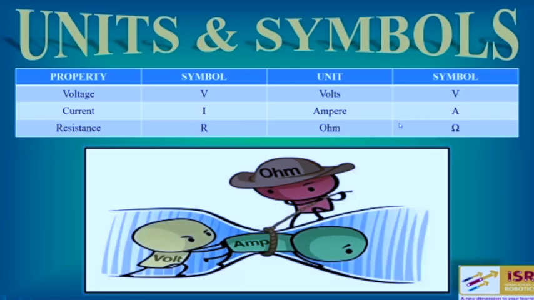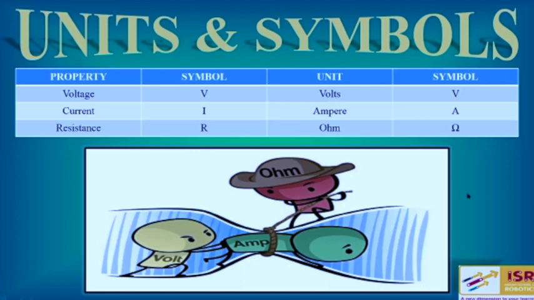Now, as you have the units for your weight, suppose your weight is measured in kilograms usually, and we have another unit for weight also, like gram. So similarly, we have volts, amperes, and ohms. These are the units for your voltage, current, and resistance, and it have a specific symbol for the property and unit too.